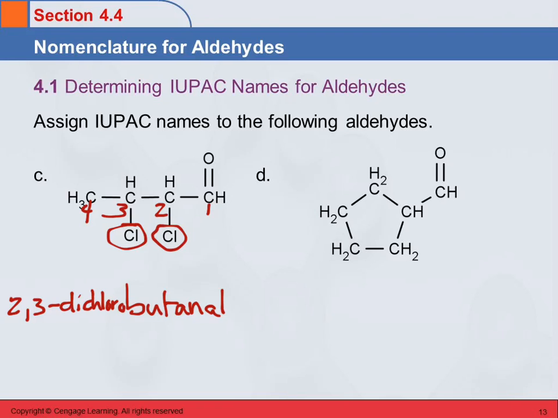Okay, so this one. Here we have our aldehyde. It's a carbonyl group with a hydrogen, but what's it attached to? This ring, right? So this is rule number 5 from that previous slide. We name the ring, and then we say carbaldehyde. So this is cyclopentane, right?